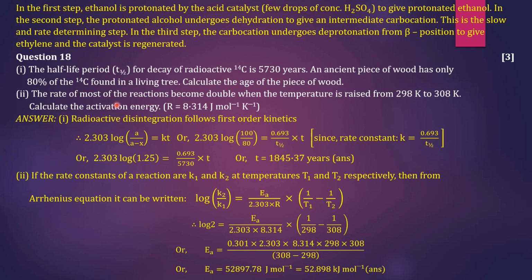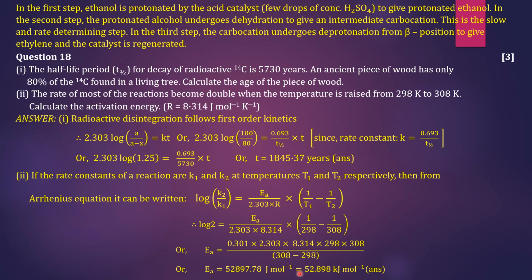The next question is related to the Arrhenius equation. See here again I have written the symbolic presentation of the Arrhenius equation. The actual Arrhenius equation is K equals A into e to the power minus Ea by RT. From there, if we put the rate constants K1 and K2 for two different temperatures T1 and T2 and take log on both sides, we arrive at this equation, and then substitute correctly, you will get your final answer.